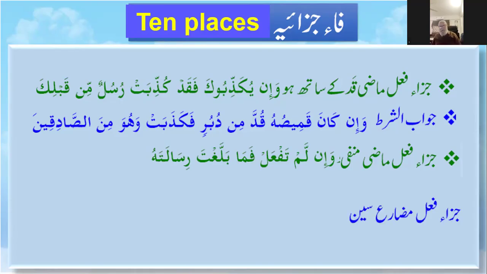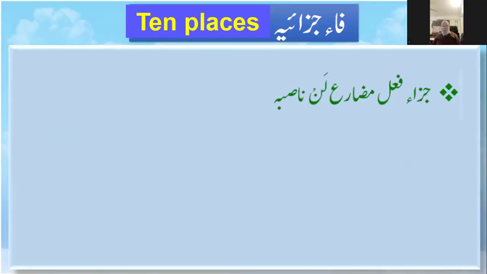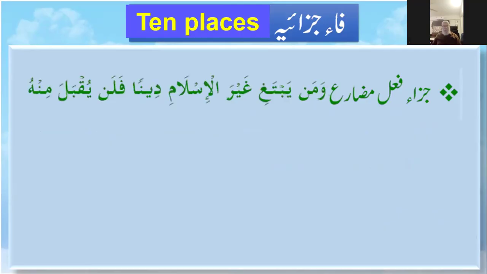The eighth is jaza fail mudare with seen. When there is a seen present before the mudare, we use fa. فإن استقر مكانه فسوف ترعاني. Here, look, the sofa. So before sofa, fa is required. The ninth is jaza fail mudare with lan nasiba. When the lan comes as a nasiba, يبتغوا غير الإسلام دينا فلن يقبل منه.